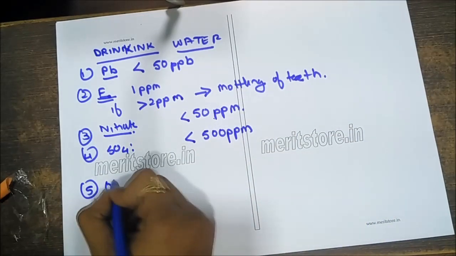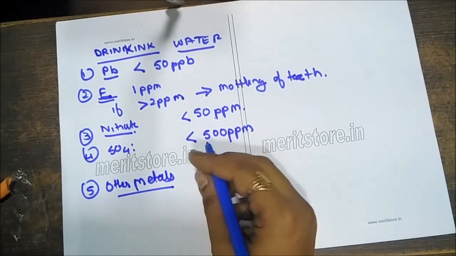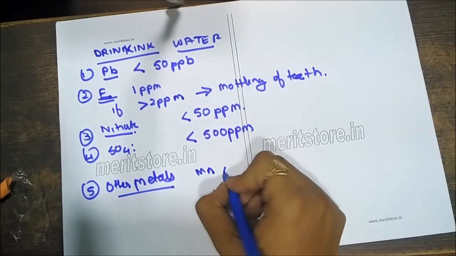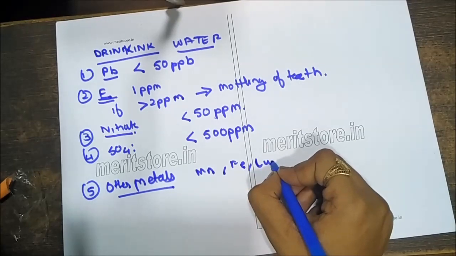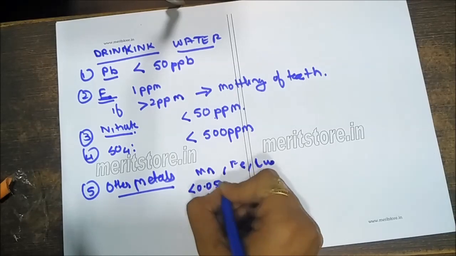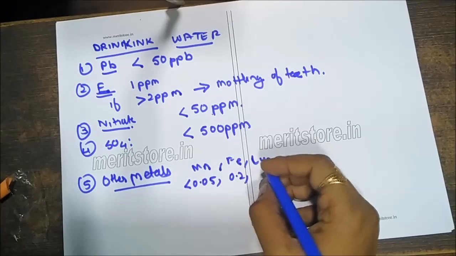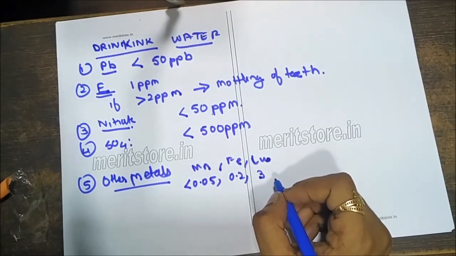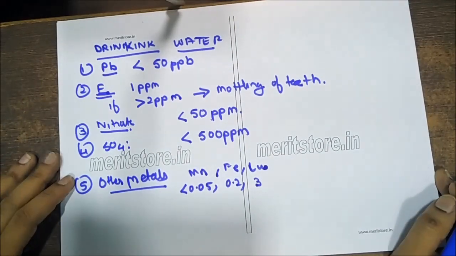And other metals also, like manganese, iron, copper, they all have limits specified. So manganese should be lesser than 0.05 parts per million. Iron should be lesser than 0.2 parts per million. Copper should be lesser than 3 parts per million. So for every particulate, there is a limit which is allowed before passing it as drinking water.